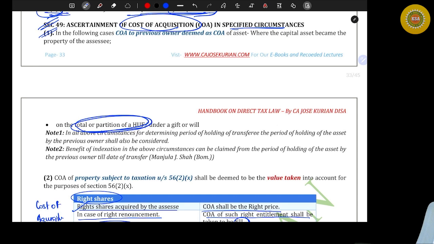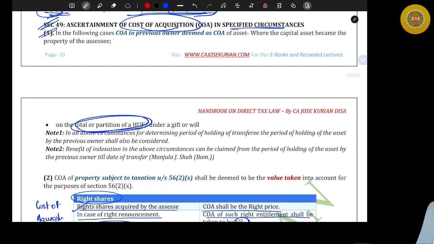The going member after some years is selling that asset. The cost of acquisition will be the cost of acquisition of the HUF. And the period of holding has to start from the date of purchase of asset by the HUF till the date of sale by the member. Indexation also from the date of purchase by the HUF till the date of sale by the outgoing member, by quoting Manjula J. Shah. I have given these as notes.